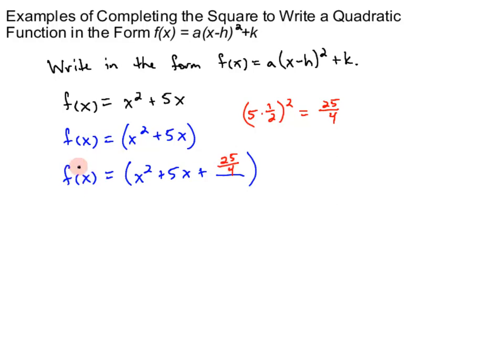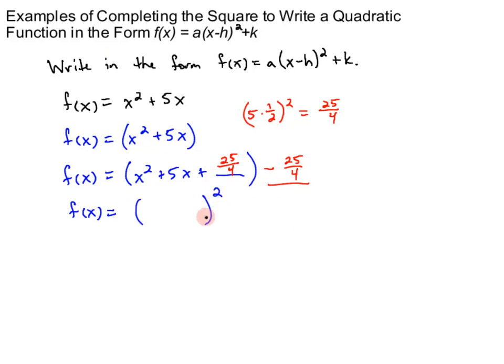Now typically we like to add it to the left side because I added it to the right side. But since the left side's a function, I can't mess with it. So the other way to fix it is to subtract the 25 fourths back off of the same side, but outside of the parentheses. And so we end up with, we have to factor this trinomial.